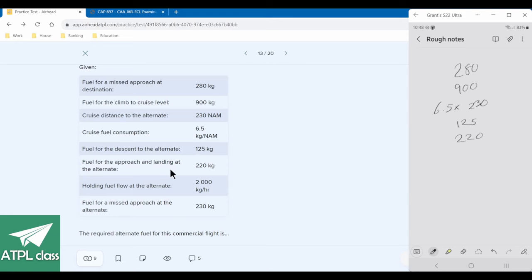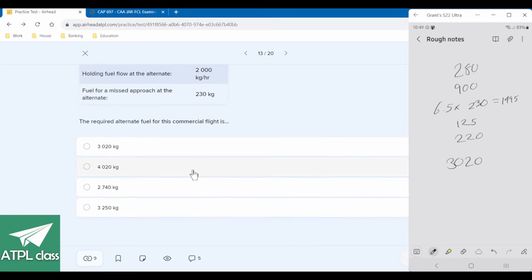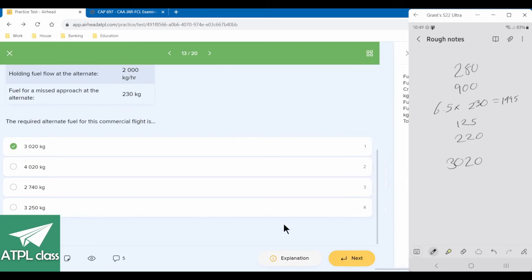So quick maths. That middle step there, 6.5 times 230 is 1495. So then we just add all these numbers together. I'm getting a value of 3020 when I add all that up. Is any of them close? Go for that. Yes. Fuel for a missed approach at the destination.